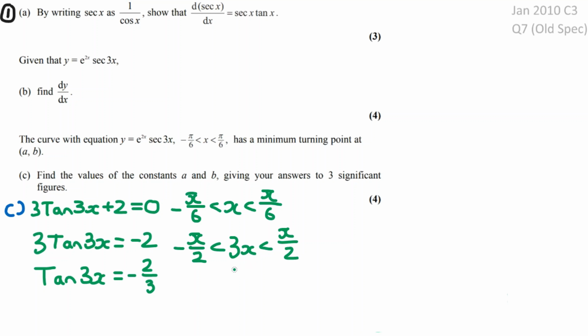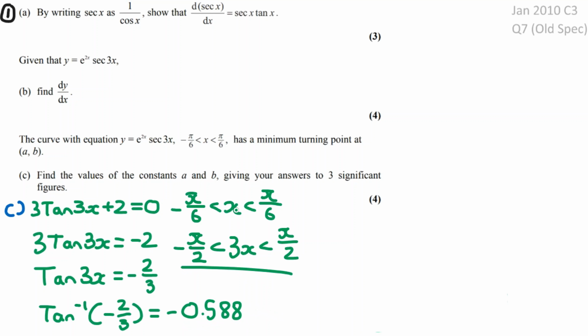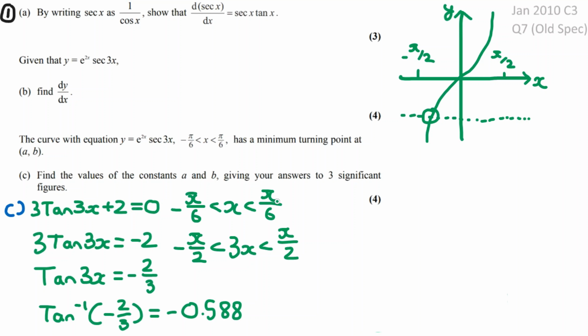So if we take the inverse tan of minus 2 over 3 and put it into our calculator, remember that we need to put our calculator in the radians mode, we get a value of minus 0.588, and this does lie in this interval here, and if you draw a quick tan graph in this interval you can see that this is the only value for tan is equal to minus 2 over 3. So therefore 3x is equal to minus 0.588, and then x is equal to, if you divide both sides by 3, minus 0.196, and this is the only solution to x in this interval.